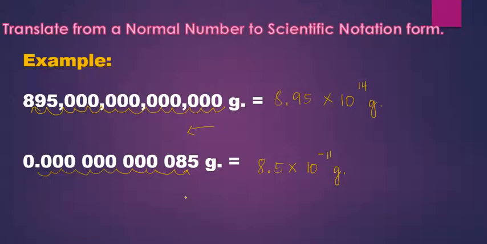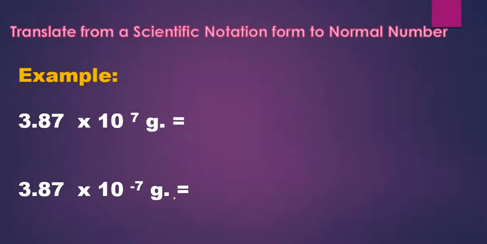Now, what if we change the situation? You have a scientific notation and you're being asked to translate it to a normal number. So you have two examples here. You have the same coefficient and the same number in the exponent, but one is positive and one is negative. So let's translate this to a normal number. This is a positive exponent, so I should be able to translate this to a number that is actually a very large number.